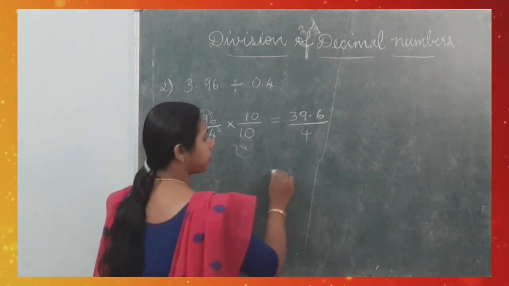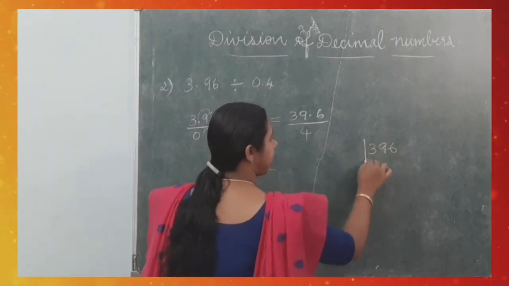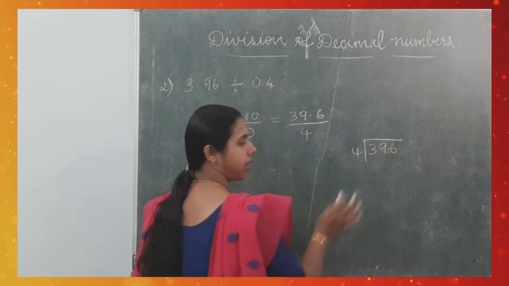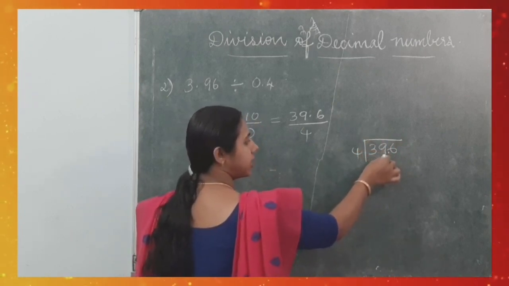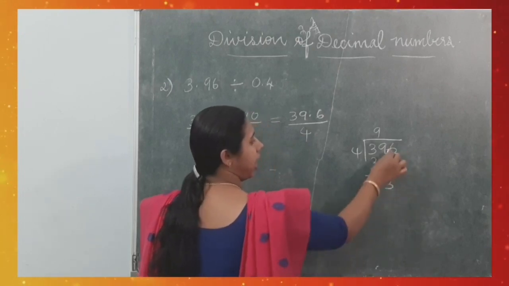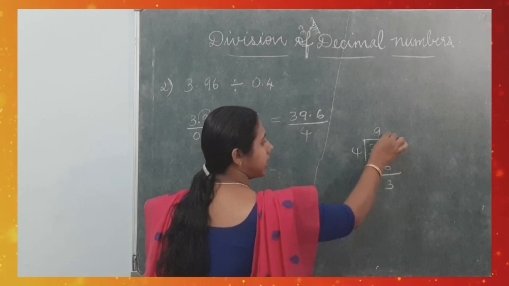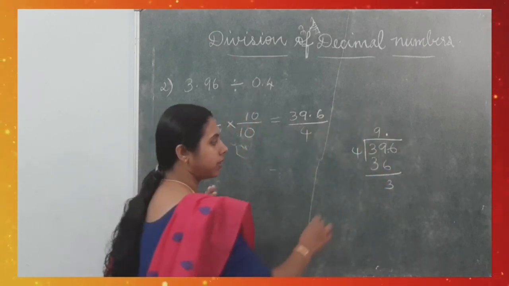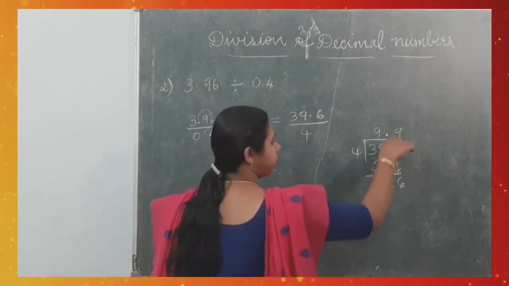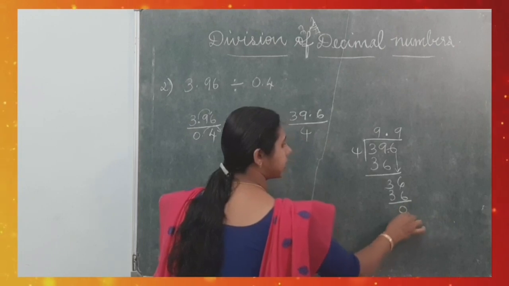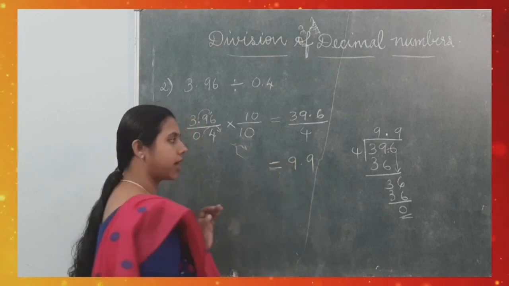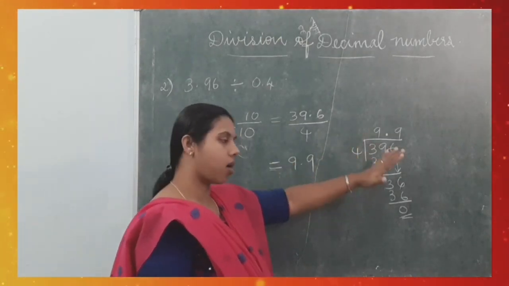So it will be 396 divided by 4. Or you can directly keep it 39.6 you can write. And how many 4s in 39? 9 4s are 36, remainder 3. And next is decimal point. Put that decimal point in the quotient. Then write the next number, that is 6. Now 36, 9 4s are 36, remainder 0. So what is the answer? 9.9.